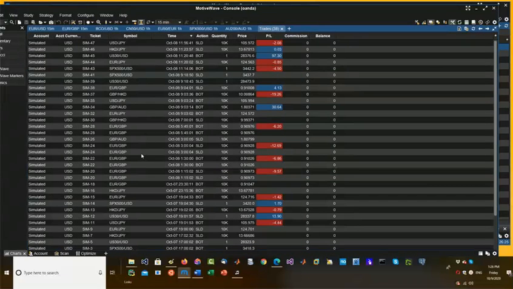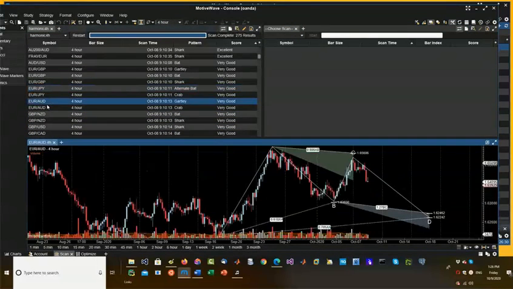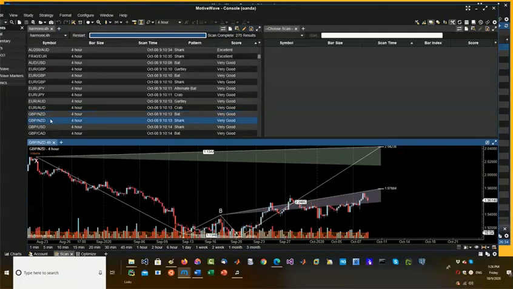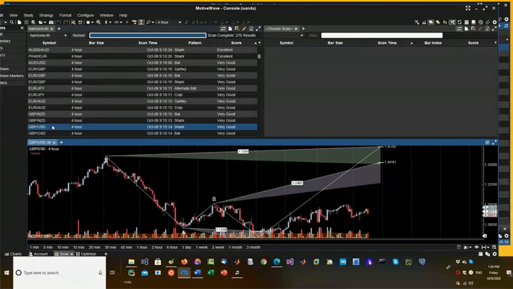All right, continuing along. Scan, scan, scan. We are Euro Australia. These are shorts. No. GBP New Zealand. A couple of longs here. You know, I'm gonna leave those out. I'm not gonna play with those.